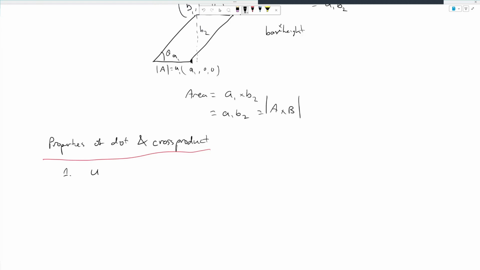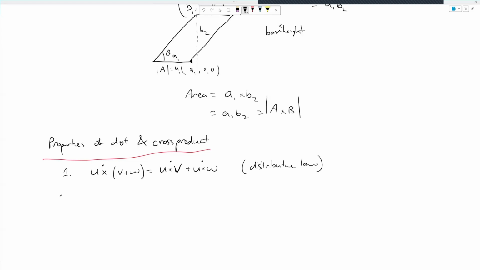So if I give U cross (V plus W), and all three of these are vectors, then this is the distributive law, and this will give us U cross V plus U cross W. This is called the distributive law. And this is also true for dot products. If you replace the cross with a dot instead, it's also still true.